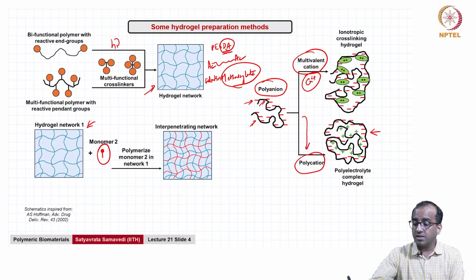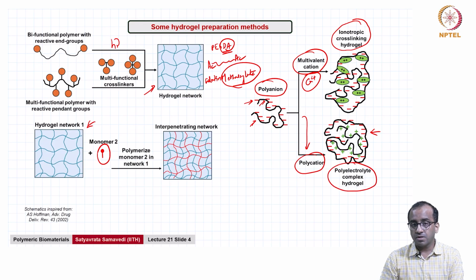So, in the former case, you would obtain what you would call an ionotropic cross-linked hydrogel. In the latter case, you would get something called a polyelectrolyte complex, and the polyelectrolyte complex should be fairly intuitive to appreciate, because you have two different chains with oppositely charged species now interacting together to form this complex. So, that is another way to make hydrogels.